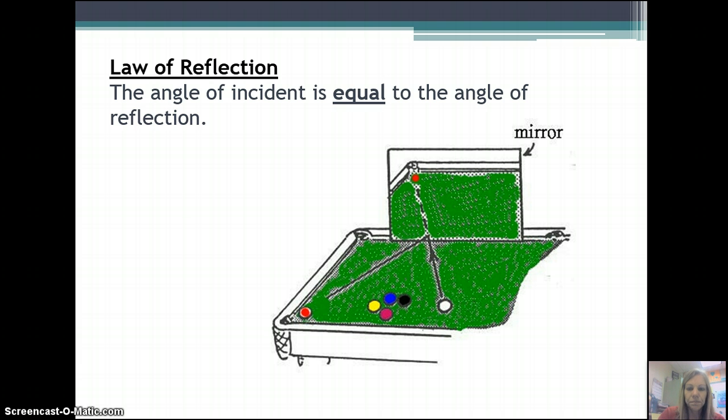So again, here you have a barrier medium, which here they've used a mirror, but if we just talk about the side of the pool table, you've got a normal that's here. And so this angle is going to be equal to this angle. And so they know if they hit this ball here, it's going to bounce perfectly and hit this ball here if they use the right speed.